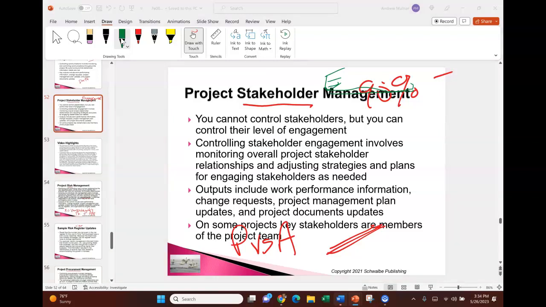Stakeholder satisfaction is a means to success on a project. So you'll want to keep them aware.